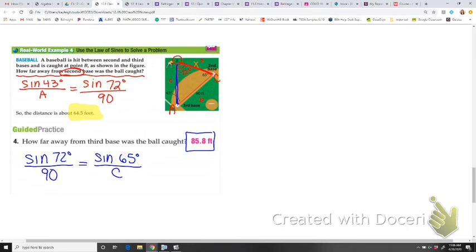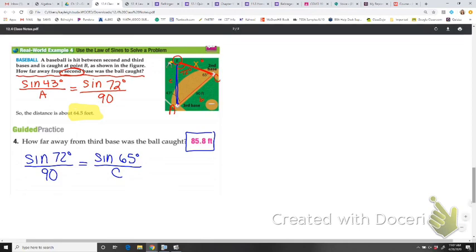And then the guided practice: how far away from third base was the ball caught? So you would set up another ratio. We know the sine of 72 over its opposite side of 90, and now we need lowercase c, so we need the sine of 65 over c, that ratio. Use your cross products. Again, you would take 90 times the sine of 65 degrees and divide by the sine of 72 degrees, and you'd get about 85.8 feet. So with those real life problems, make sure you put a unit on them.